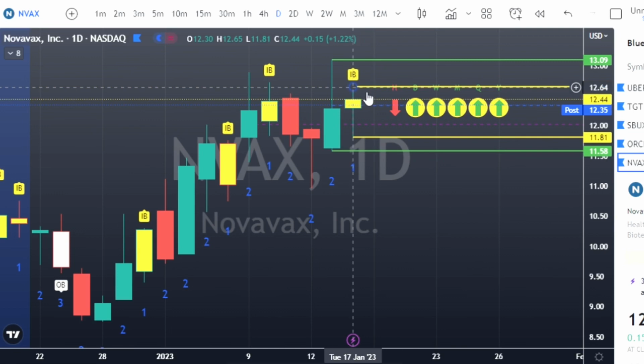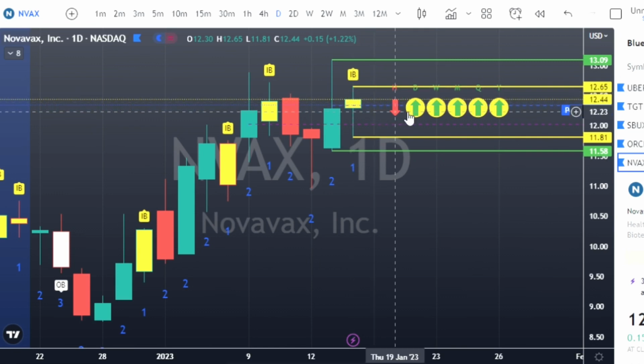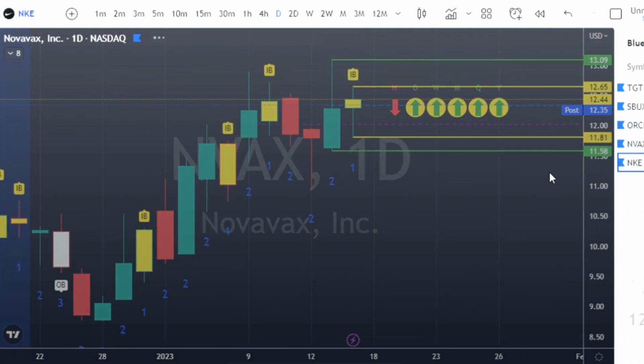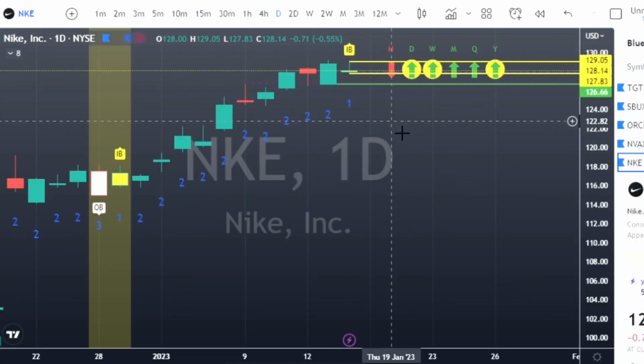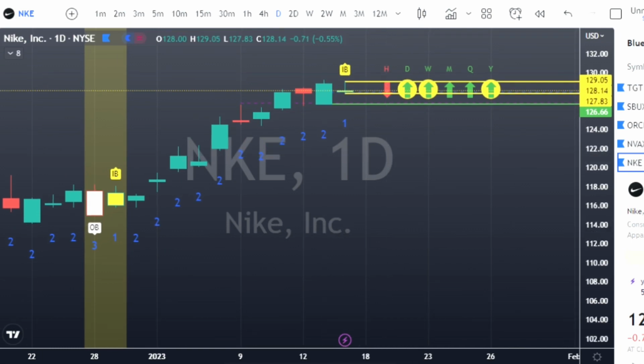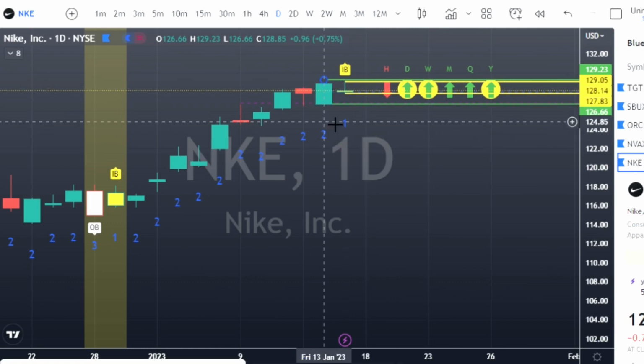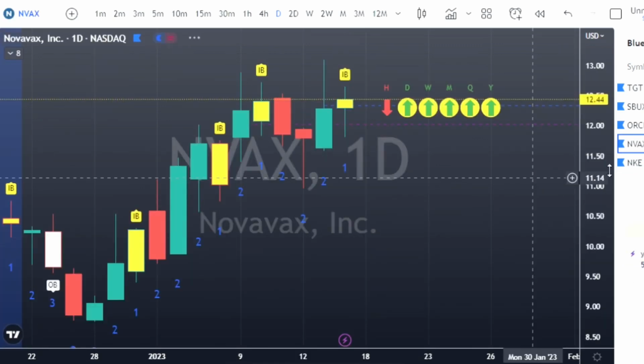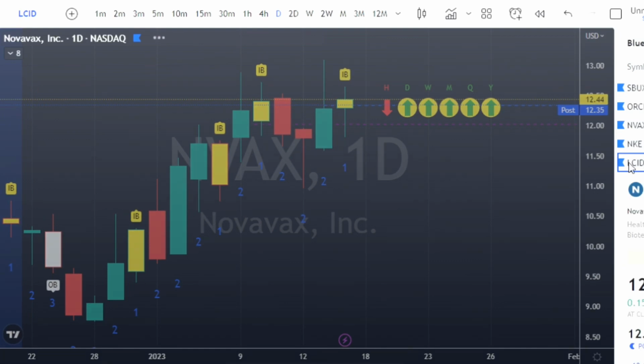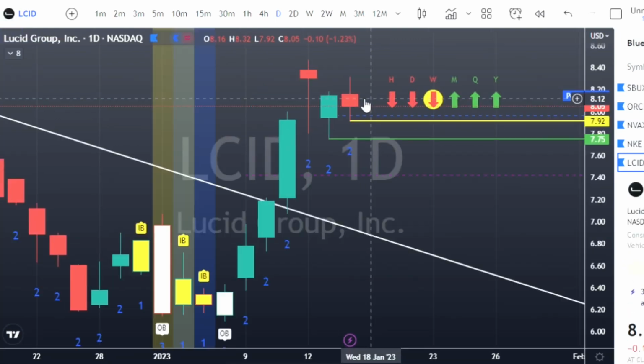Inside bar on Novax, NVAX, calls at 12.65, puts at 11.81. We'll move on to Nike with the inside bar on Nike. Calls at 129.05, puts at 127.83. First target there, not great. First target to the bottom is much better, but we do have time frame continuity to the upside in our favor. From Nike, let's go to Lucid. LCID, 2 up red, failed 2, puts at 7.92, first target at 7.75 on LCID.